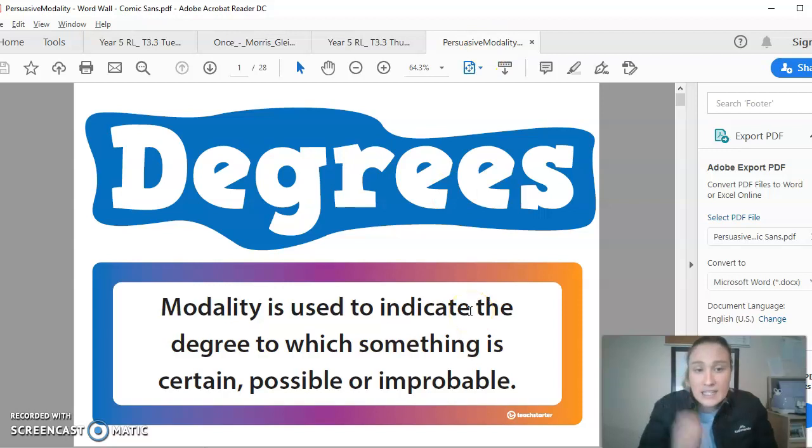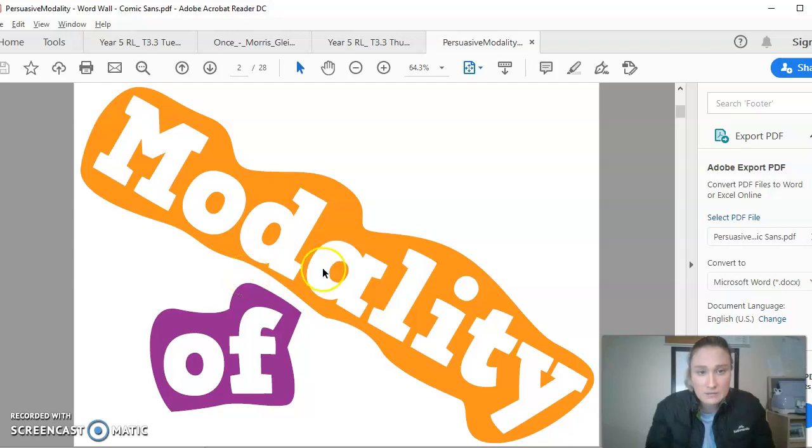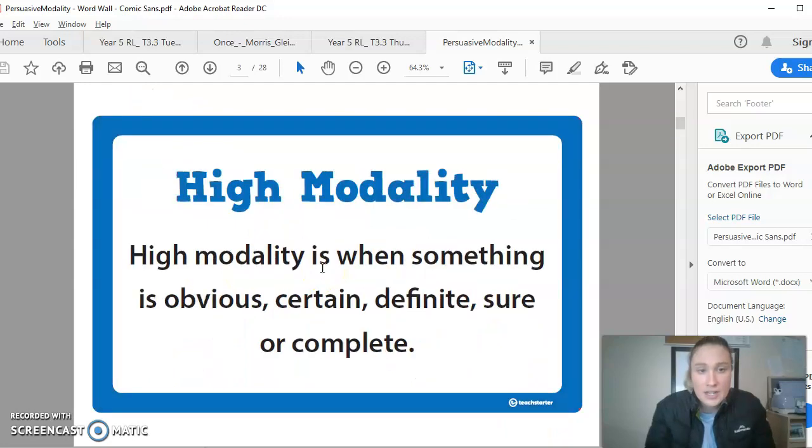So modality is used to indicate the degree to which something is certain, possible, or improbable, okay? So we've got high modality, which is when something is obvious, certain, definite, sure, or complete, okay? So I am certain that I will be, okay? I'm certain about that. That is going to happen, okay?